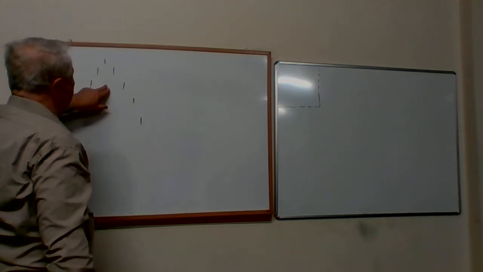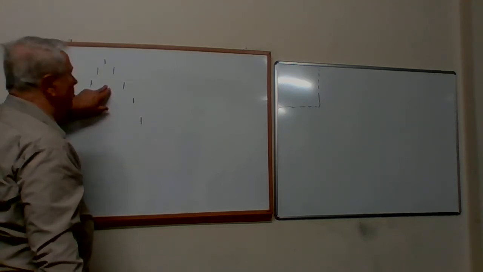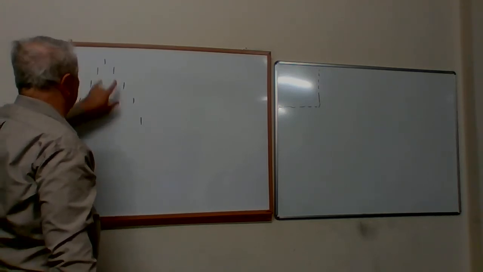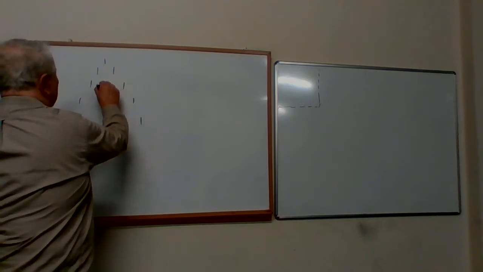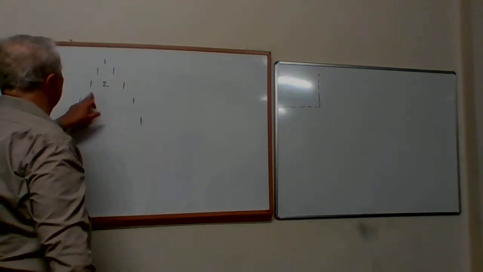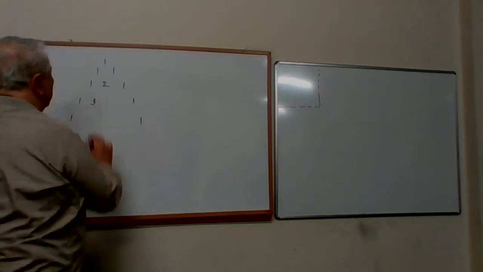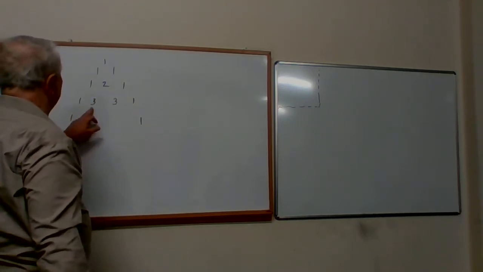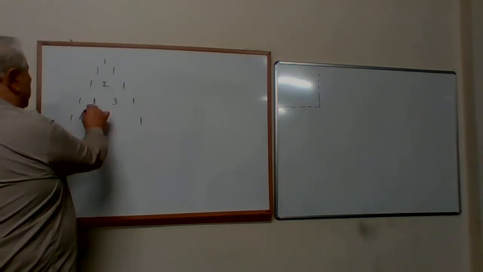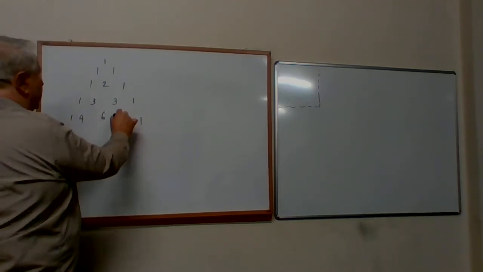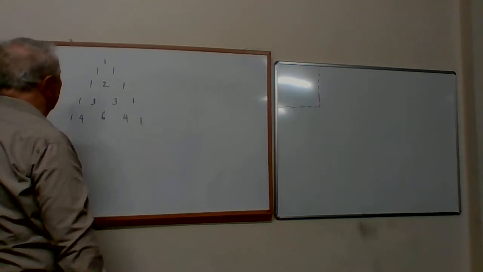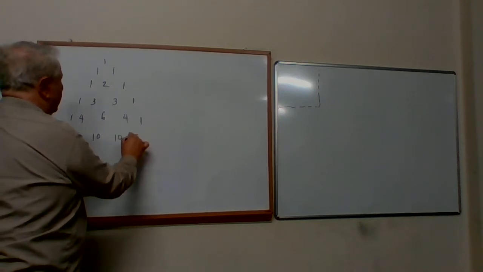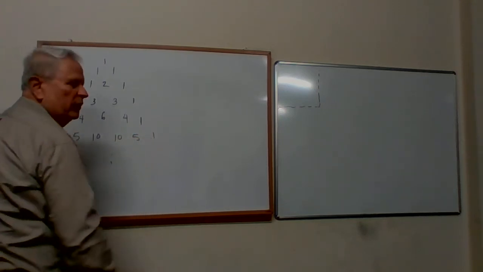But in each one of the rows, each one of the horizontal rows, an entry is the sum of the two entries above it. So 1 plus 1 is 2. This entry here, 1 plus 2 is 3. 2 plus 1 is also 3. 1 plus 3 is 4. 3 plus 3 is 6. 3 plus 1 is 4. And so on. The next row would be 1, 5, 10, 10, 5, 1. And of course, it's an infinite triangle.